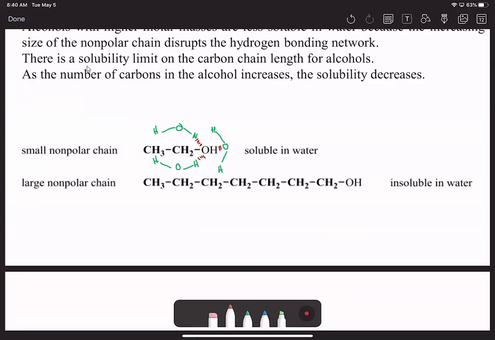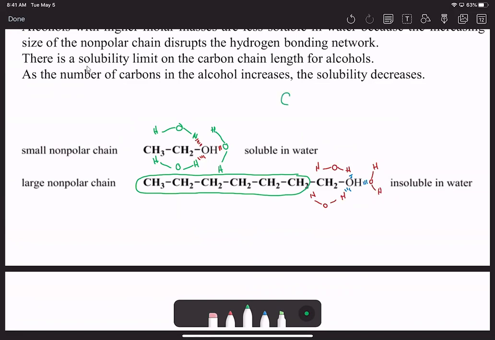Well, if I try to do the same thing with this larger alcohol, let's see the effect of this. So here, I'm going to put a water molecule, and I'll make some hydrogen bonds. And you can plainly see, look at all of this here. All of this does not get surrounded by water.